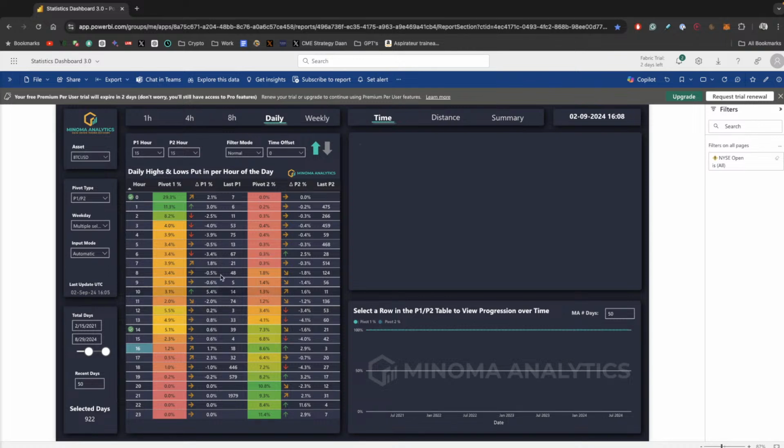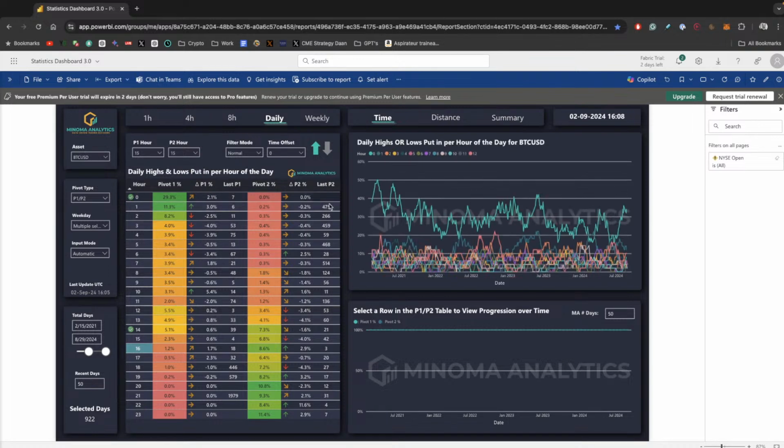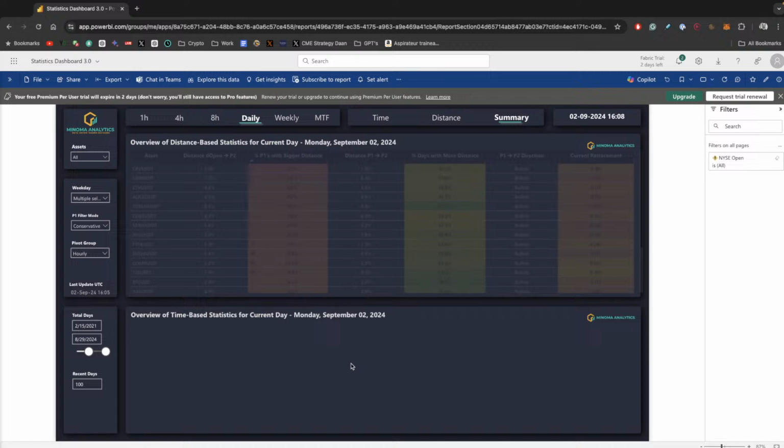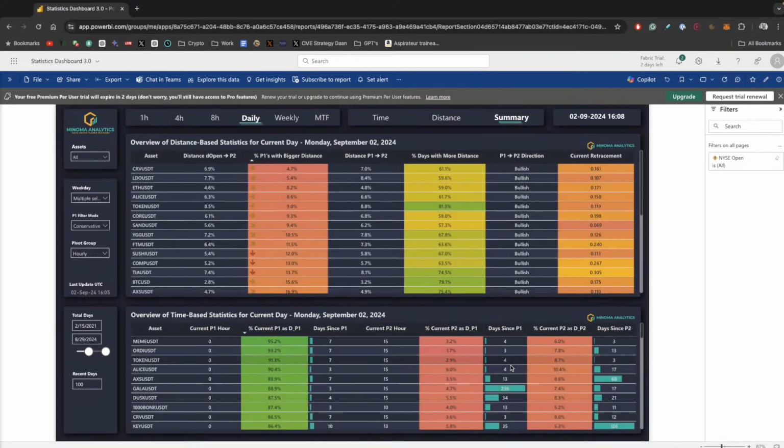Here you have this last P1 and last P2 table, where you basically see how many days it has been since a P1 or P2 has been put in for that given hour. So here we can see that currently we have P2 at hour 14. It has been 39 days since P1 and 21 days since it has been P2. And if everything went correct, if you go to Bitcoin, you should see the same thing. It just shows how many days it has been since a P1 or a P2 has been put in.